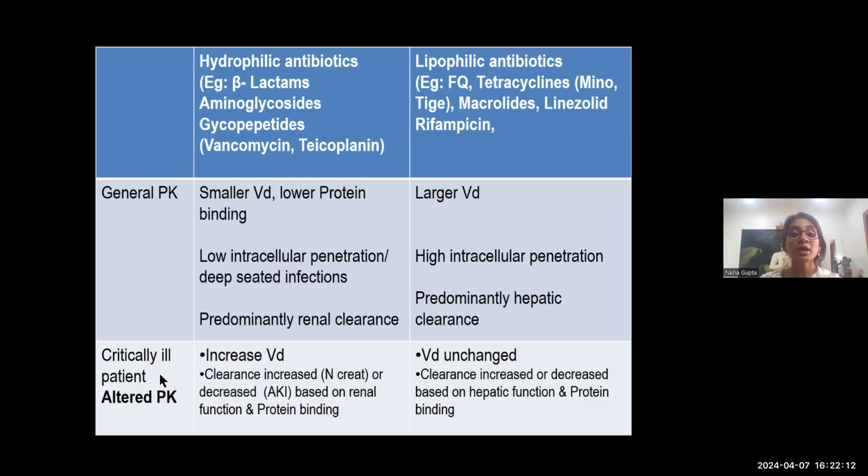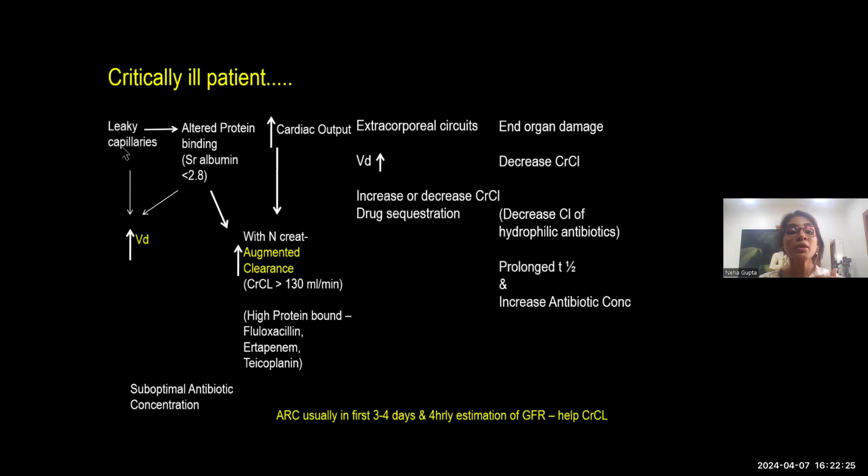clearance. In critically ill patients, because of the changes in the volume of distribution as well as the augmented clearance, there is a possibility, or usually what happens is, because of the leaky capillaries, there is an increase in the volume of distribution, and patients who have got low albumin, there occurs alteration in the protein binding. So all this results in an augmented renal clearance.